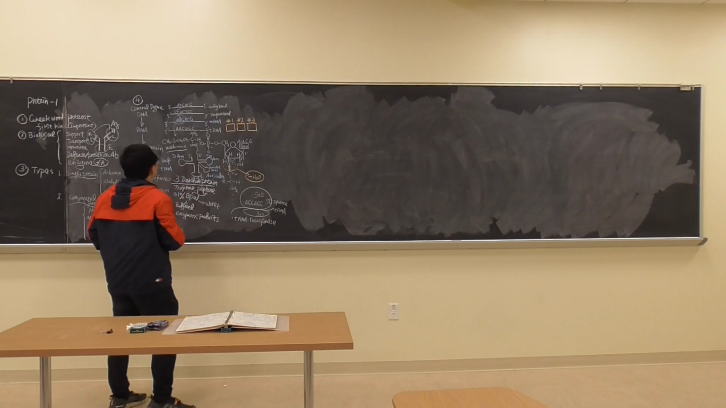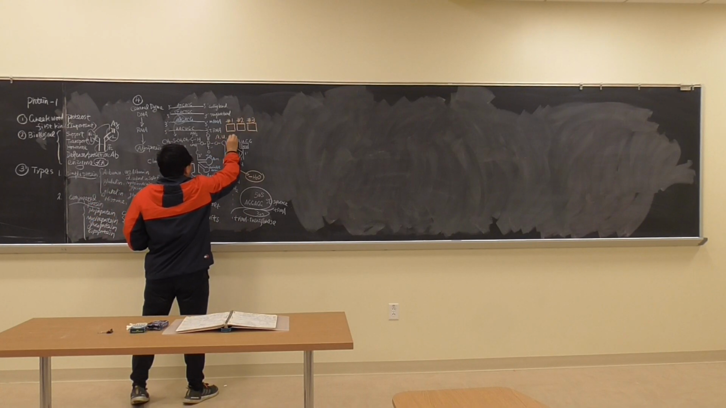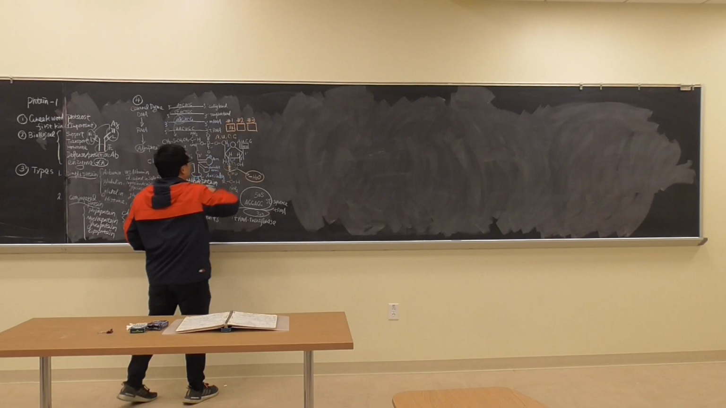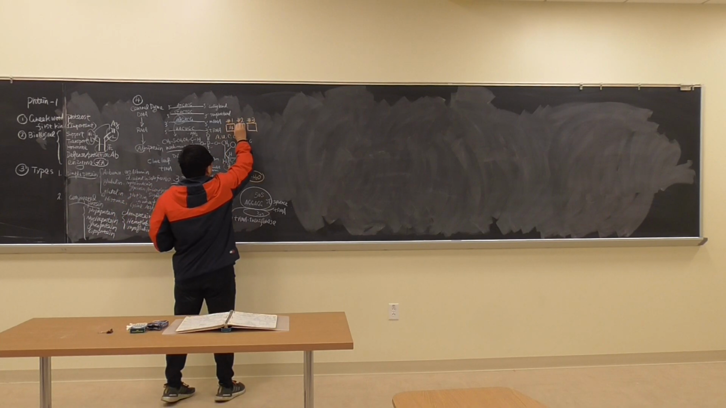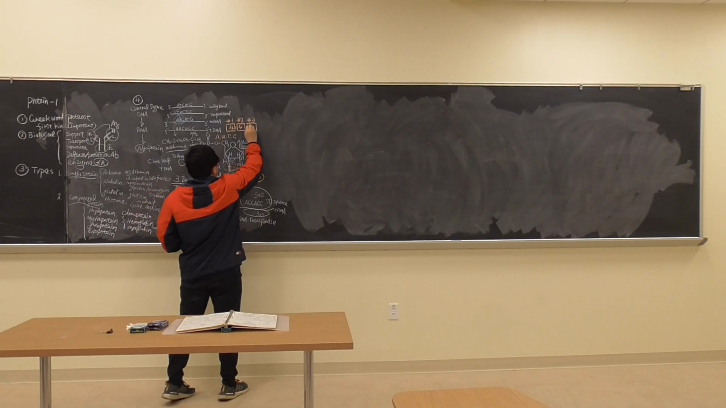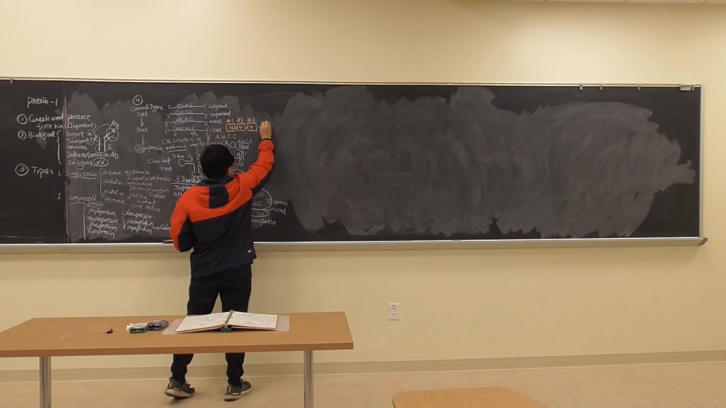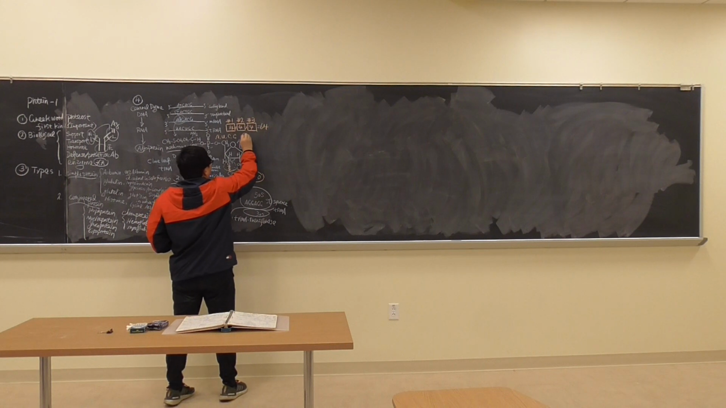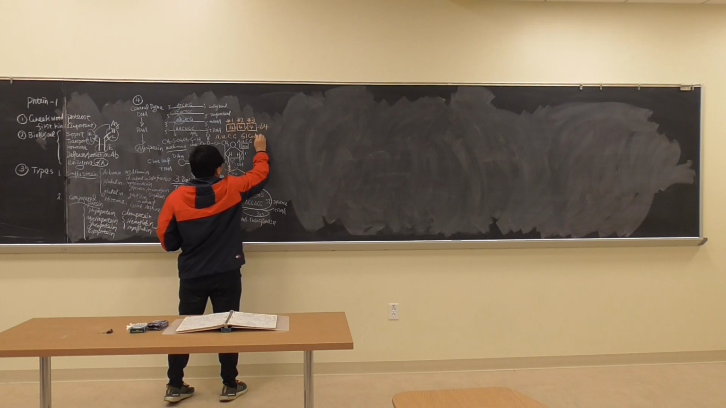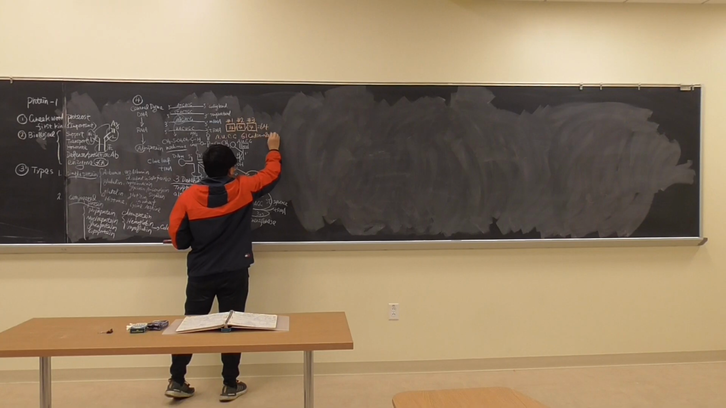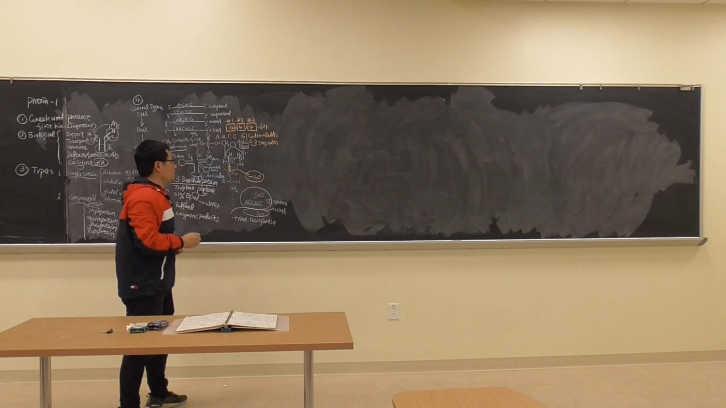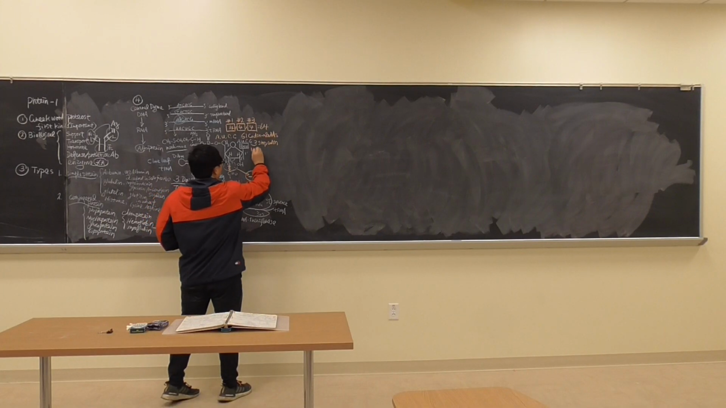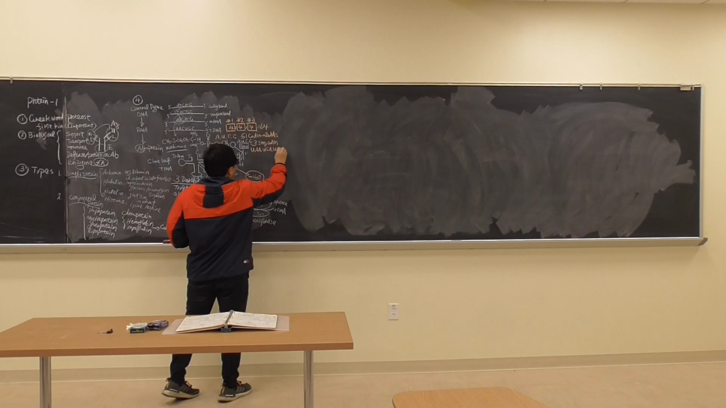Since we have A, U, C, G, the first box has 4 possibilities. Box number 2 has 4 possibilities. Number 3 has 4 possibilities. So the total is 64. However, we have 61 codons for 20 amino acids because there are 3 stop codons, which do not translate to any amino acids: UAA, UGA, and UAG.